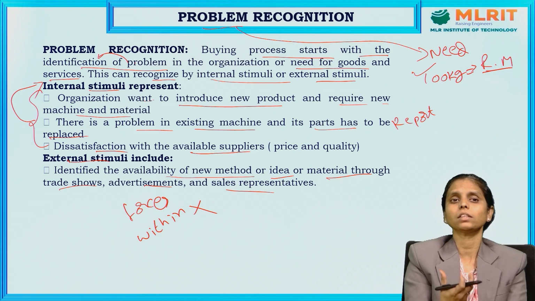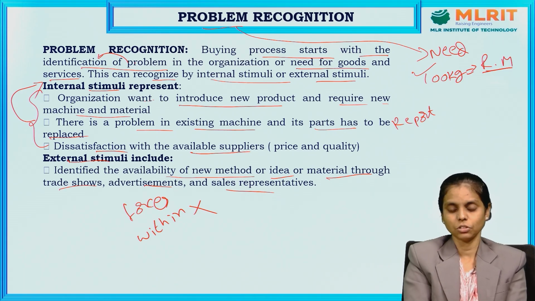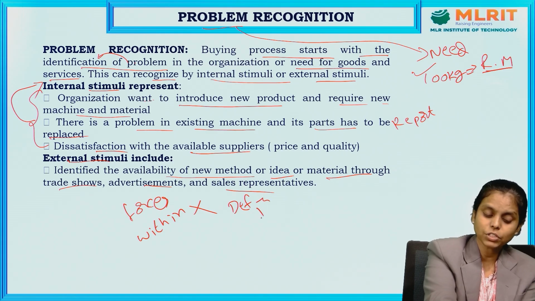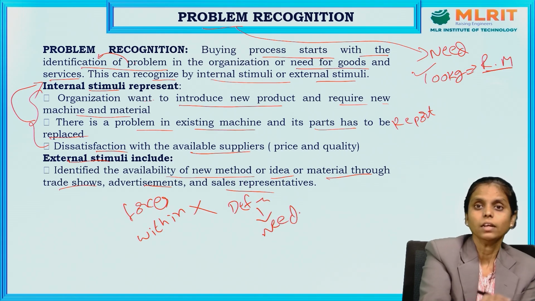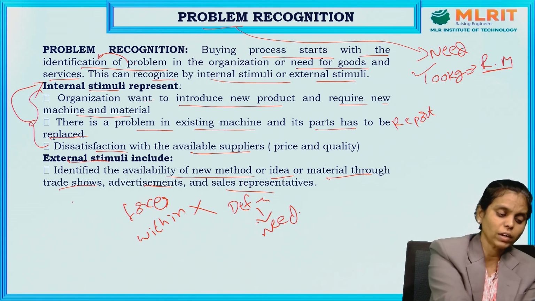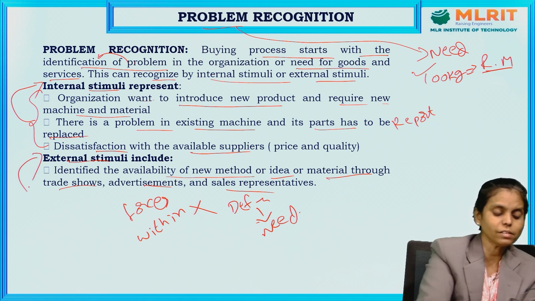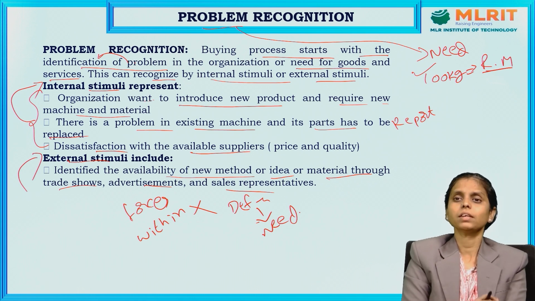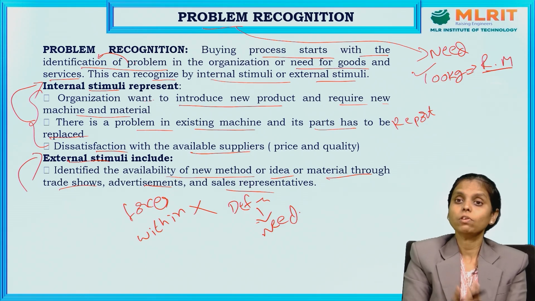So all these are the various factors that make an organization identify a deficiency. Now that deficiency is nothing but what creates the need. Now as these factors are outside, we will call them external stimuli. Okay, now we have identified there is a need for a product. Now how to fulfill this need?